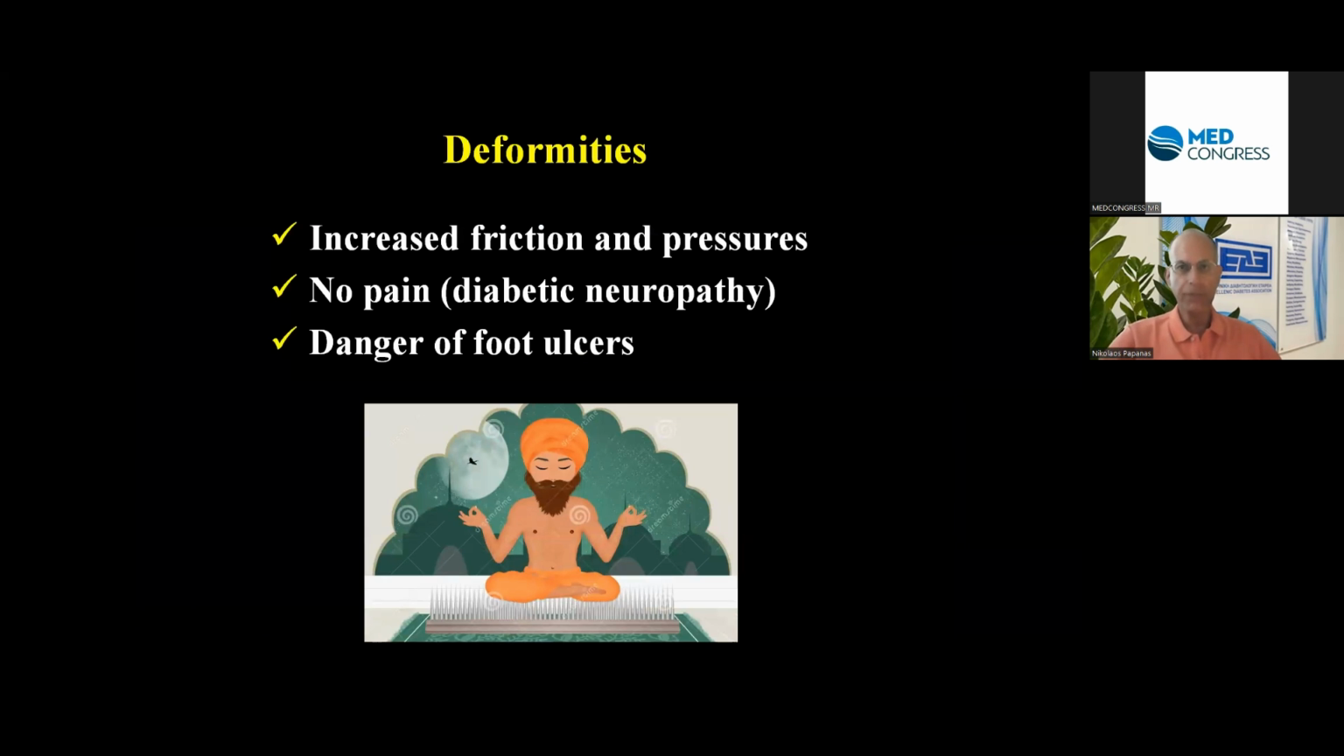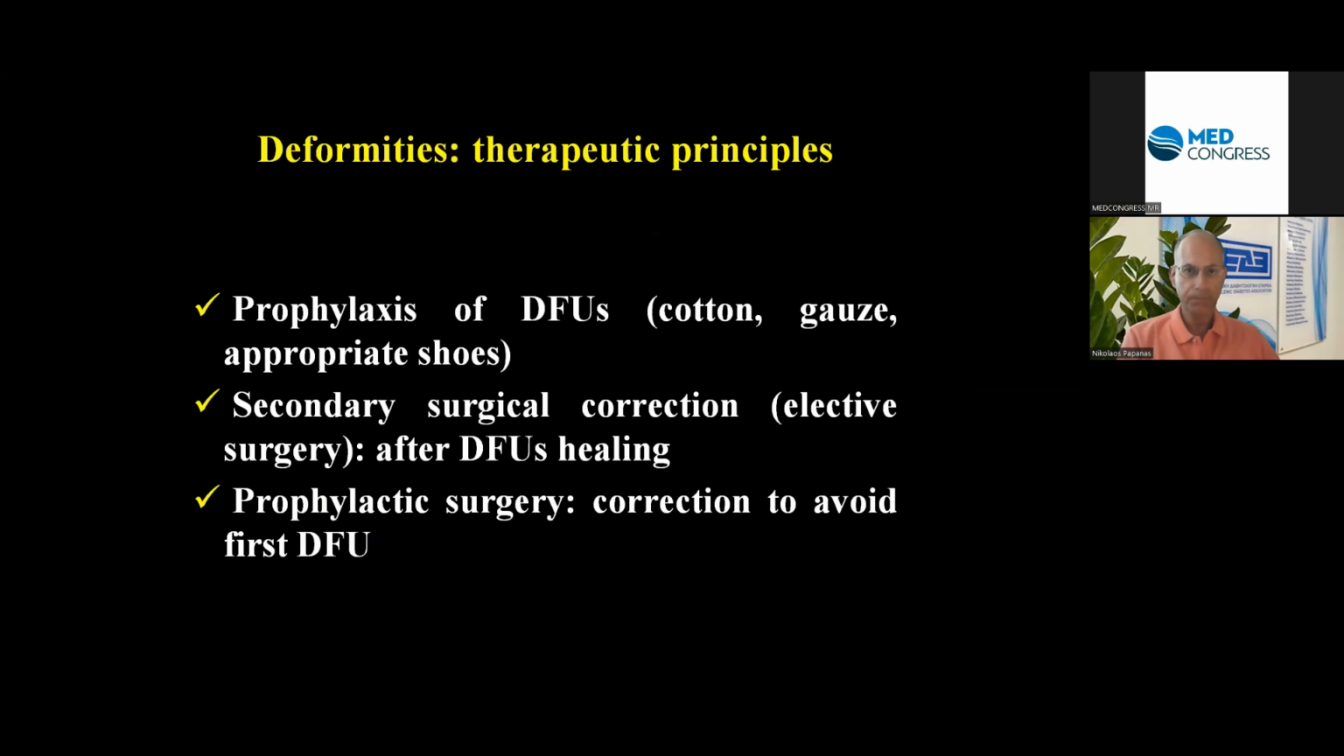These lead to increased friction and high pressures. There's no pain, obviously, because of diabetic neuropathy, and there's danger of foot ulceration. And therapy includes prophylaxis with cotton, gauze, and appropriate footwear, secondary surgical correction, that is called elective surgery, that is after healing of the first foot ulcer, and even prophylactic surgery, that is correction of the deformity to avoid even the first foot ulcer.